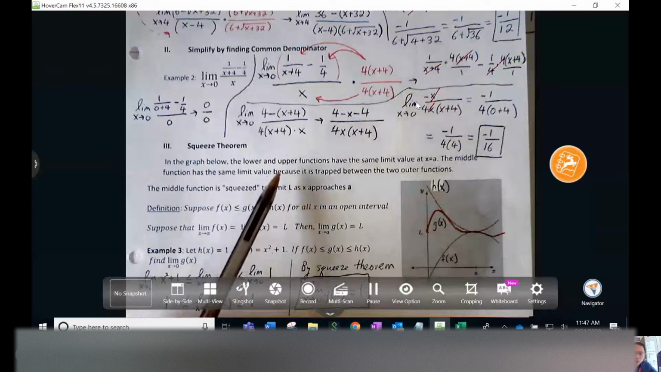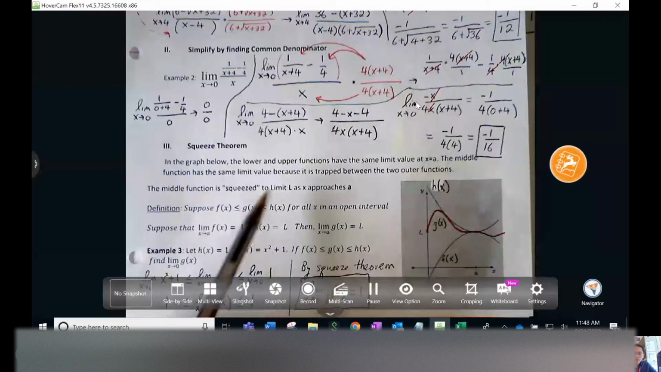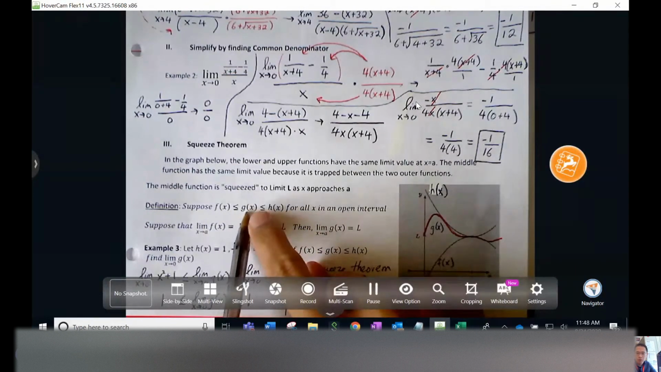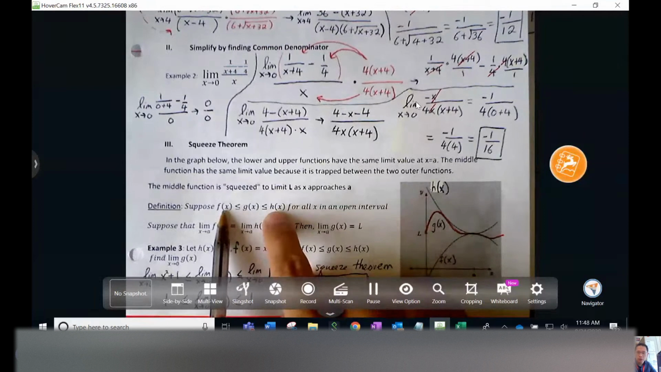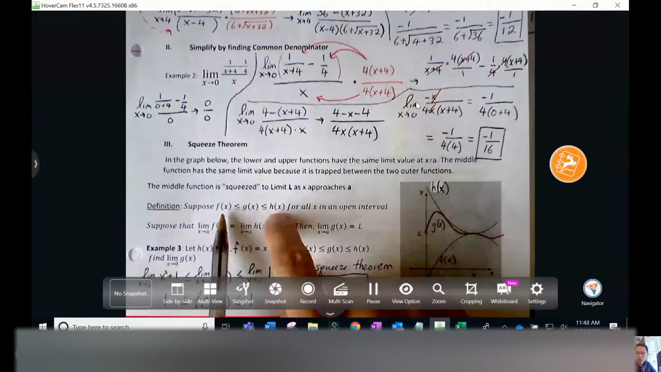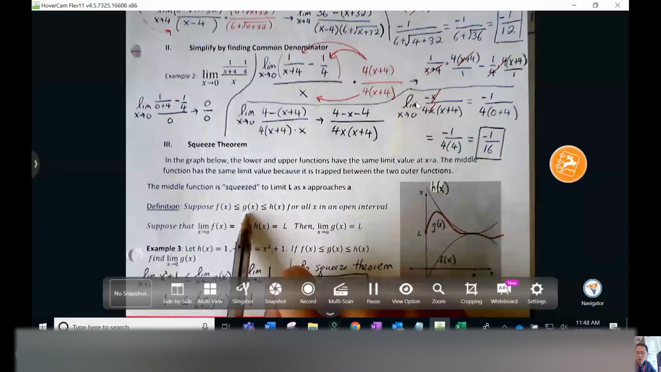So in the graph below, the lower and upper functions have the same limit at x equals a. So the idea is that if we're trying to solve for a limit of the middle function and we don't know enough information about it, but we can establish a relationship between two separate graphs, then if we can get the lower and upper functions to match with the same limit, we know g of x must also be that limit as well. So we're able to use some surrounding relationships to find an indirect way to figure out the limit, especially on problems where we don't have enough information about the middle function.